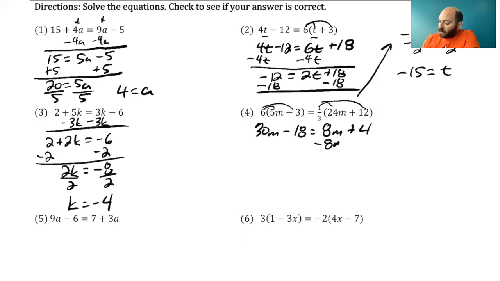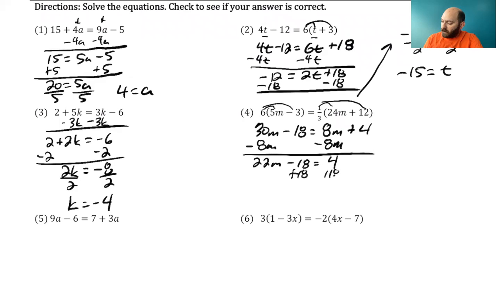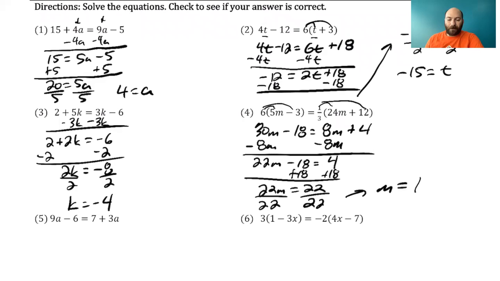I like bringing the 8 this way, so we subtract 8m from both sides. That'll be 22m minus 18 is equal to 4. Then I'm going to add 18 over, so that 22m is equal to 22. Now I can divide both sides by 22, and I get m equal to 1.